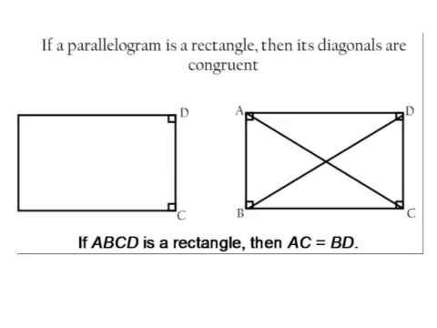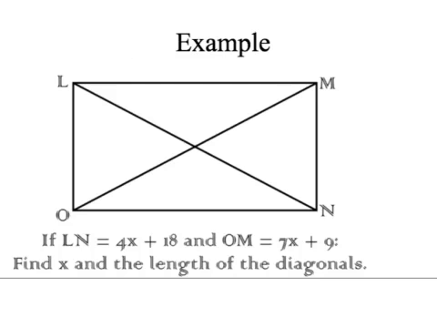Along with the properties of a parallelogram, a rectangle has an extra property that the diagonals are congruent. So diagonal AC would be equal to diagonal BD. They have the exact same measure. So in this example, it tells us that LN is 4x plus 18 and OM is 7x plus 9. So we want to find x and the length of each diagonal.